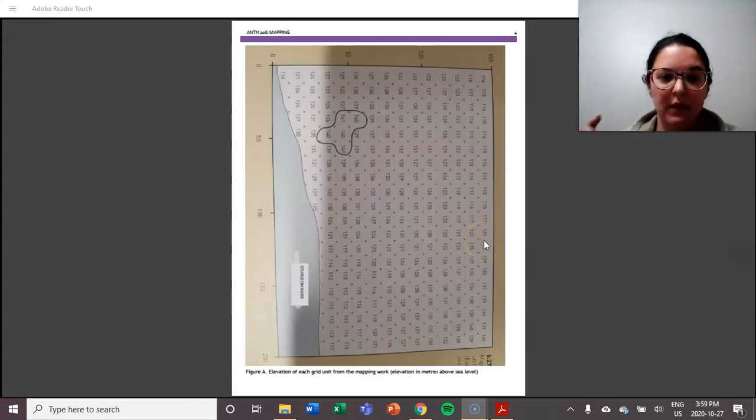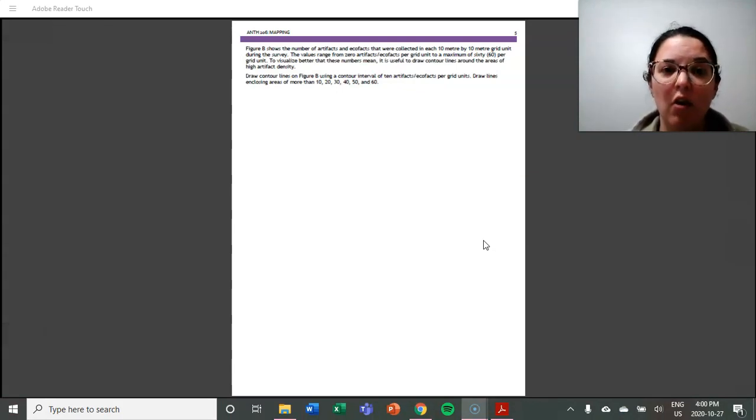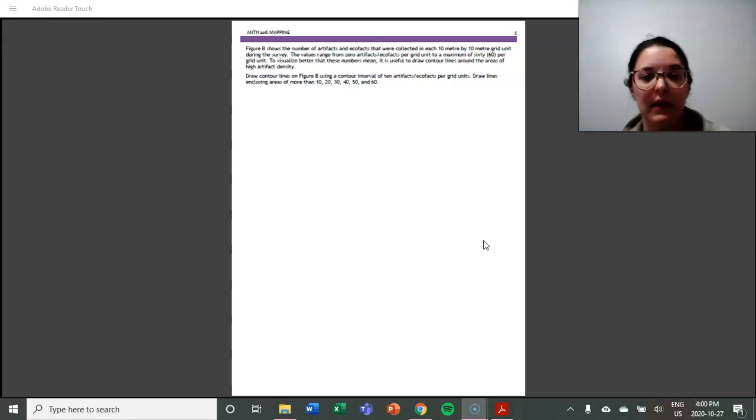So that's part 1 and the first figure. Then in the next figure, we're being asked to do the same thing, draw contour lines on the same figure, but instead of the numbers representing elevation above sea level, they represent the number of artifacts that were found per grid unit on the surface. So we're going to do the same thing, but now we're going to enclose areas that have more than 10 artifacts, 20, 30, 40, 50, and 60.